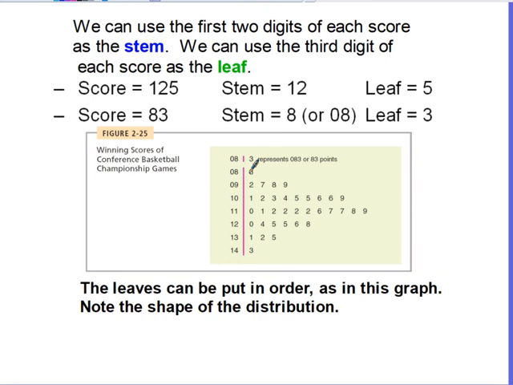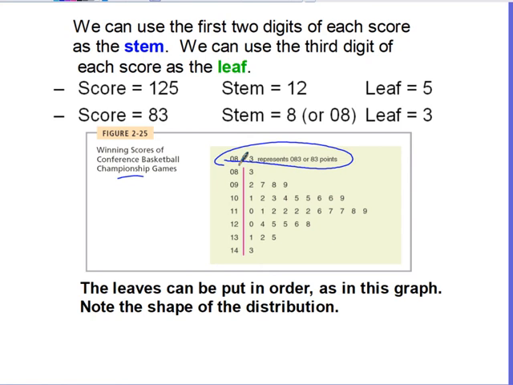Basically, your leaf is going to be the last number. So if you have, like it says, a score of 125, your stem is 12, your leaf is 5. A score of 83 gives you 8 as the stem, and your leaf is 3. Okay, make sure you include a title. So here's your title and a key. The key tells you what one number represents, so you can look at those.